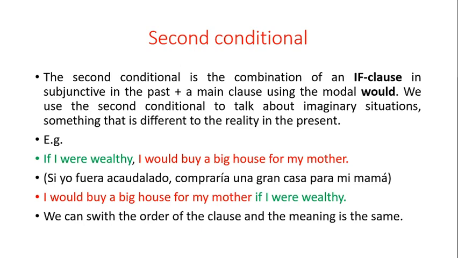Here we are again, but this time we're going to continue with the second part of the topic of using the second conditional. The second conditional is the combination of an if clause in subjunctive in the past plus a main clause using the modal would. We use the second conditional to talk about imaginary situations, something that is different to the reality in the present.